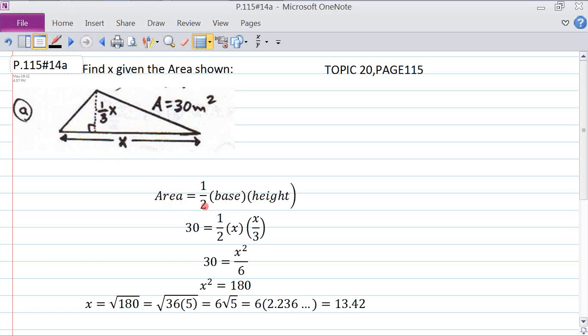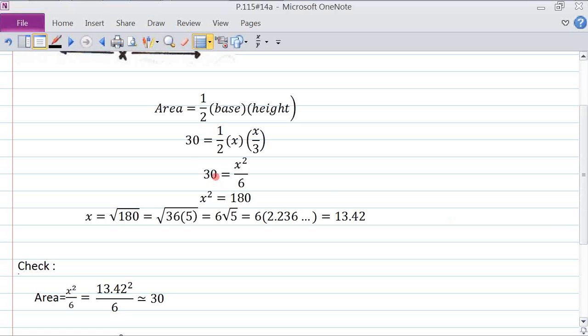And the area of a triangle is 1/2 times the base times the height. So what's the base? The base is x, so 1/2 of the base, x. And the height, we're told, is 1/3 x, which is the same as x over 3. And that area is given right here, 30 meters squared. So really what we have to do is solve for x.